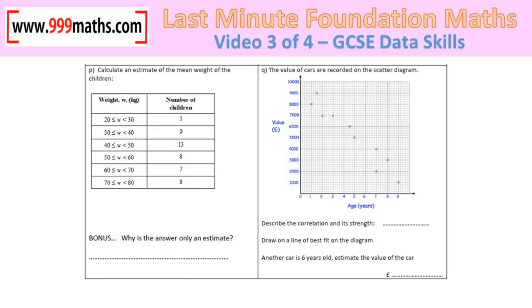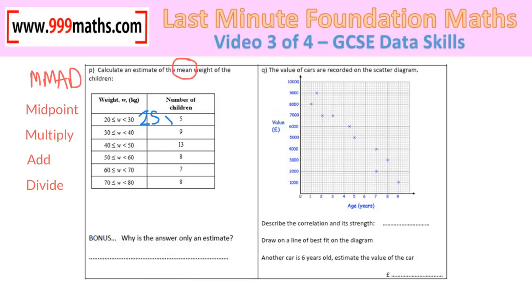Last two questions. The first question wants me to work out the mean, and it's given me a table. We need to remember the skill for this is MMAD. Midpoint, multiply, add, and divide. So we'll take the midpoint of each row. The first row 20 to 30 kilograms, the midpoint of those would be 25.